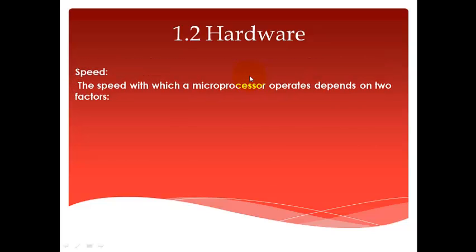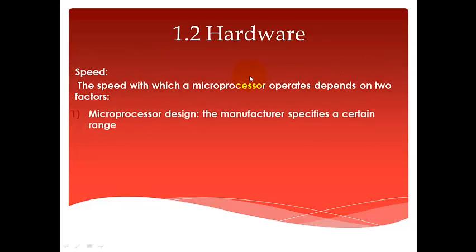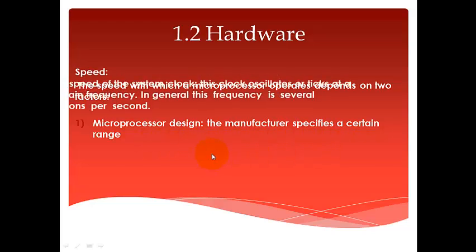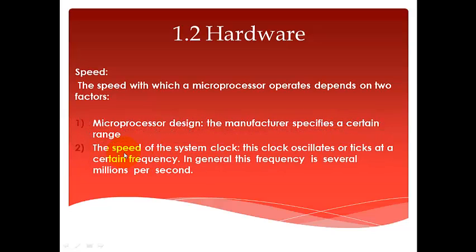Here's speed. The speed at which a microprocessor operates depends on two factors. The speed of a microprocessor or a CPU depends on two factors. One is the microprocessor design; the manufacturer specifies a certain range. And the second one is the speed of the system clock. That is, the clock oscillates or ticks at a certain frequency. In general, this frequency is several million per second.